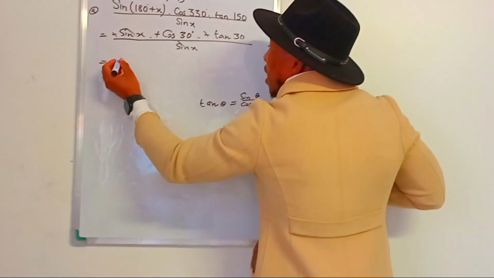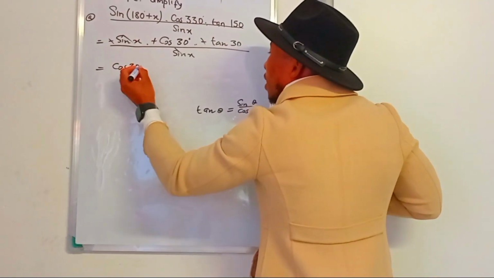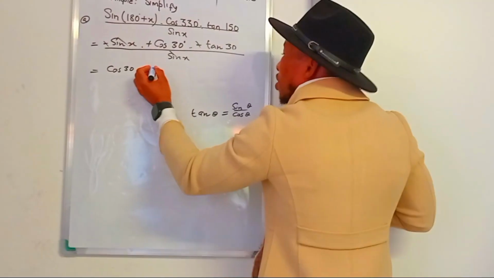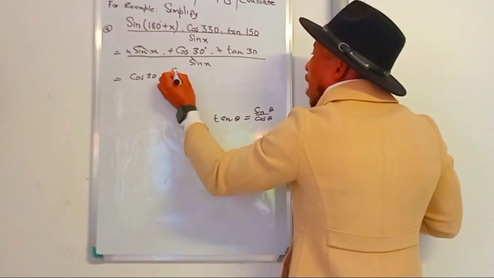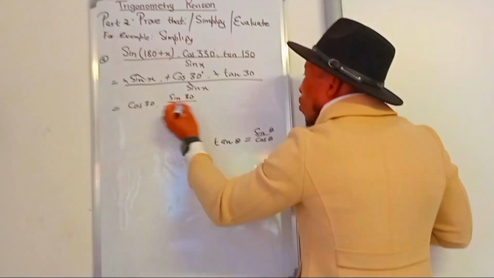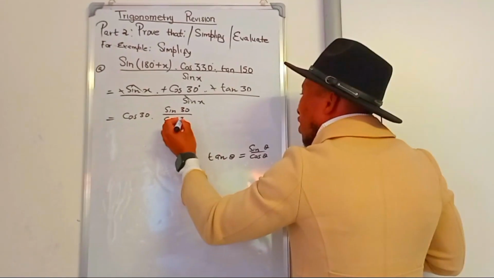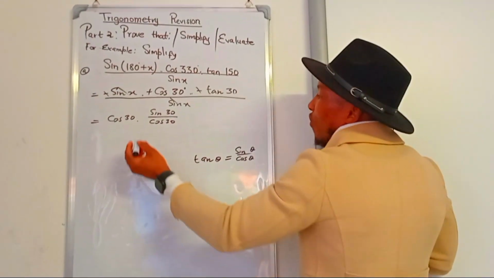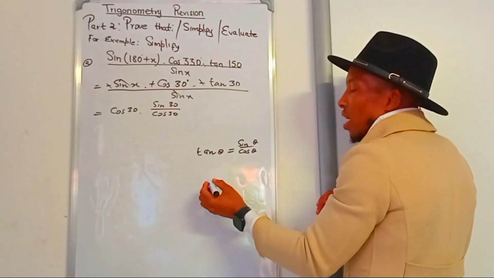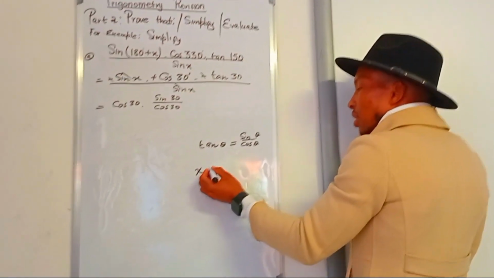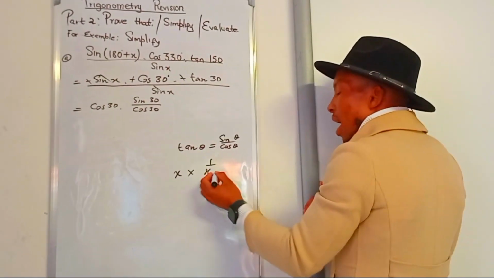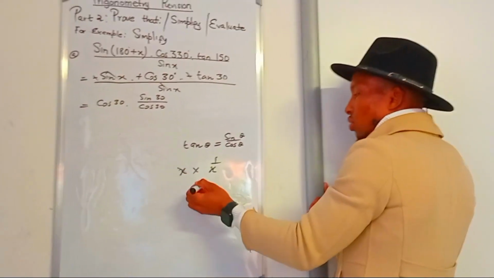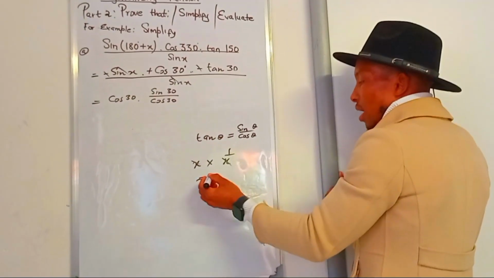Then we are left with what? Cos 30 degrees times tan 30 is going to be equal to sine 30 degrees over cos 30 degrees. Okay? Therefore, now remember when you're just solving something like x times 1 over x, this one is going to cancel this one, then the answer is going to be 1.